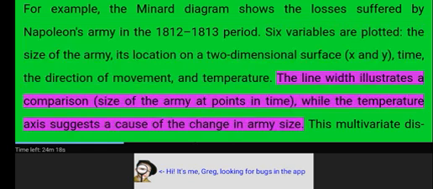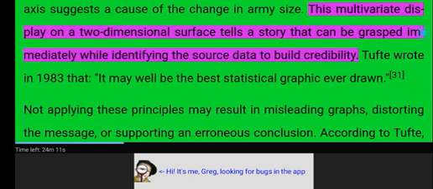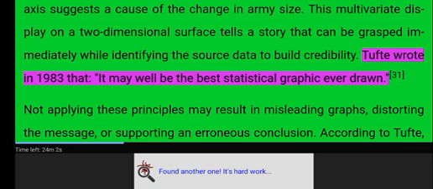The line width illustrates the comparison, size of the army at points in time, while the temperature axis suggests the cause of the change in army size. This multivariate display on a two-dimensional surface tells a story that can be grasped immediately while identifying the source data to build credibility. Tufte wrote in 1983 that it may well be the best statistical graphic ever drawn. Not applying these principles may result in misleading graphs, distorting the message, or supporting an erroneous conclusion.